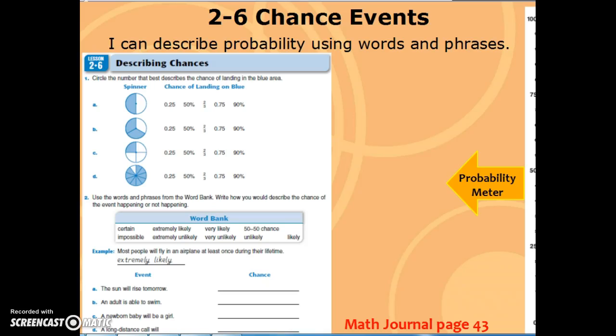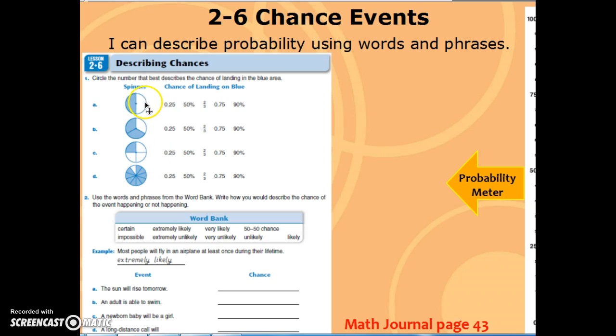Lesson 2.6 is chance events. The objective is I can describe probability using words and phrases. So in this lesson, you are going to start off with some spinners. Really, a circle graph that is separated into fractions.